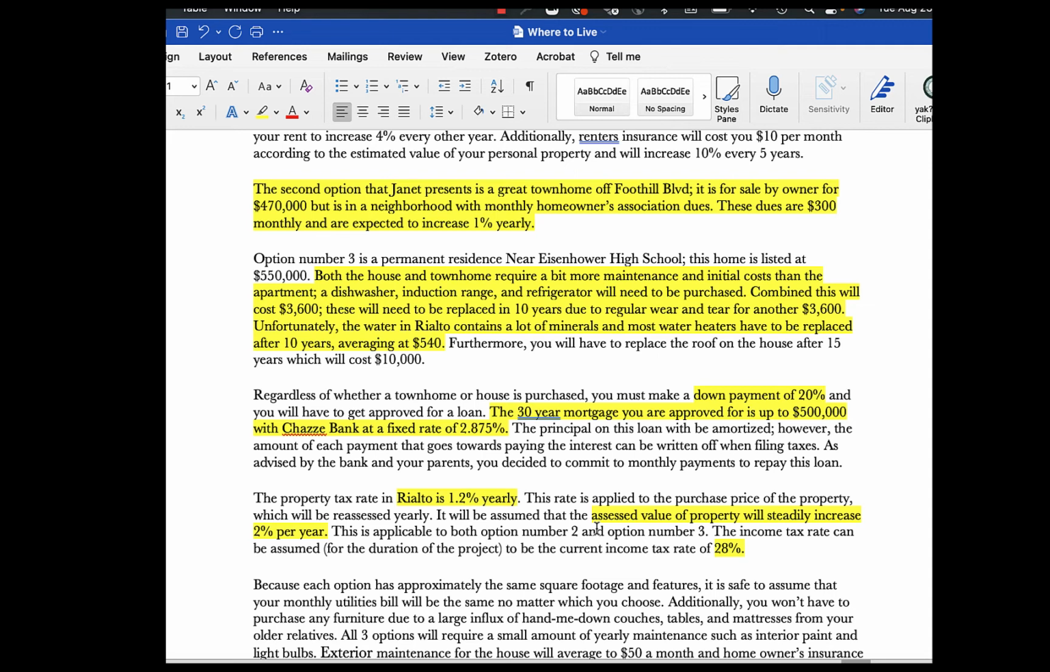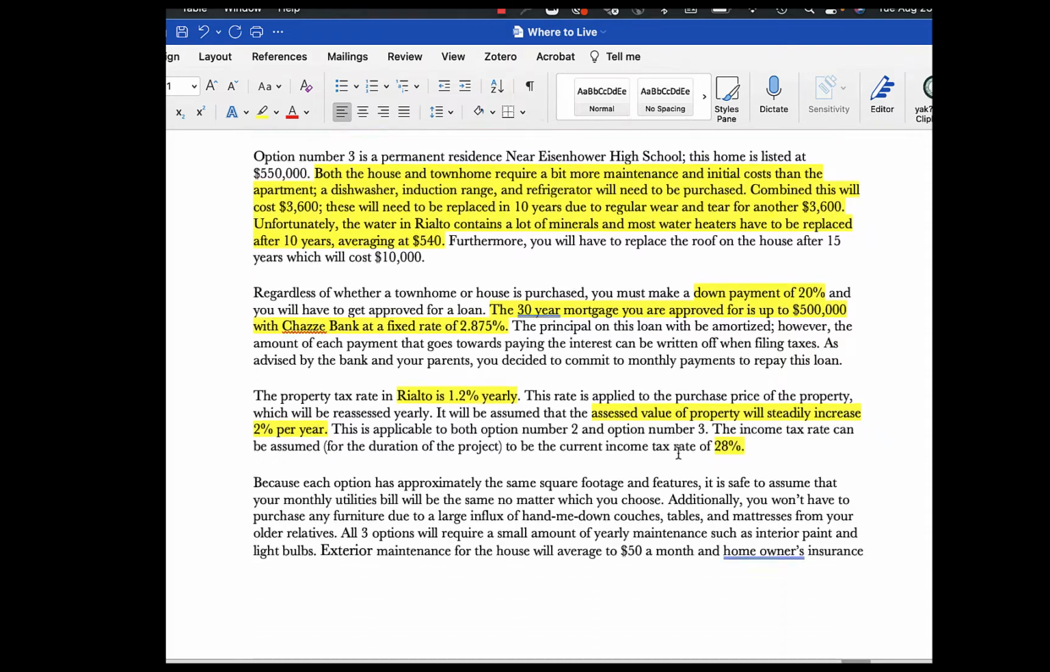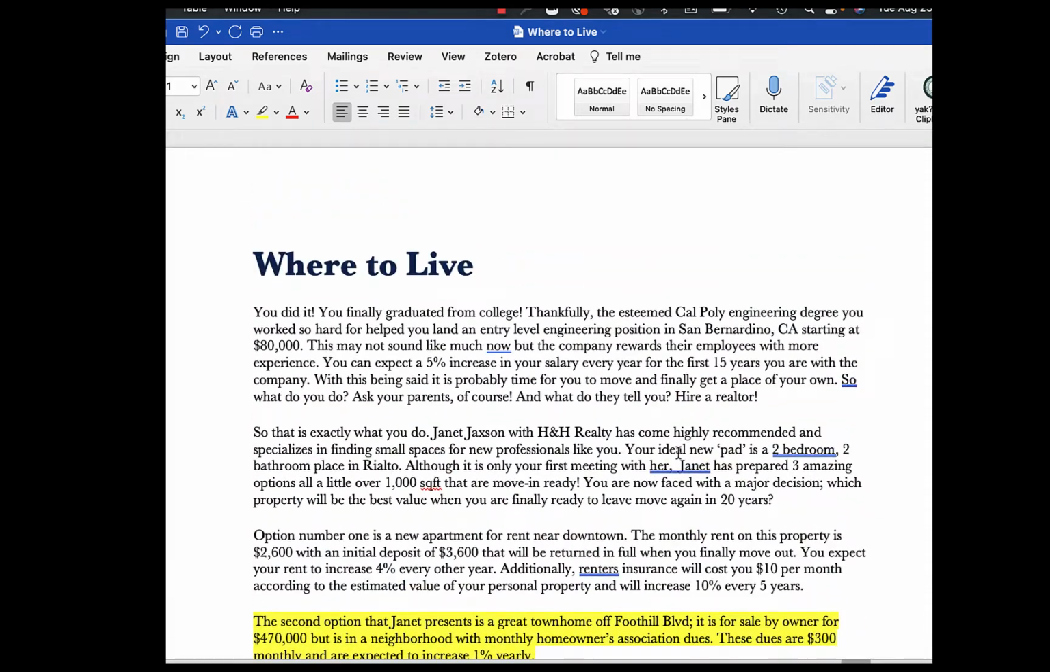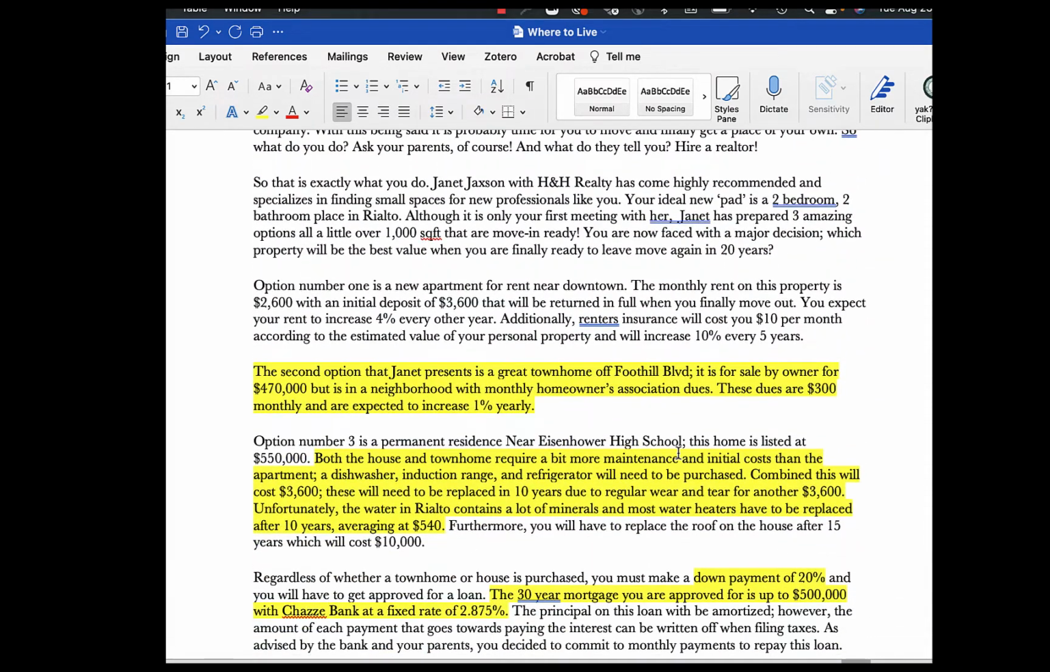Hi, this short video is to help us explore the spreadsheet that's necessary for the townhome cash flow. What I've done here is I've highlighted in the description of the Where to Live project the important stuff for the townhome. In this case, it talks about the cost of the townhome is $470,000.